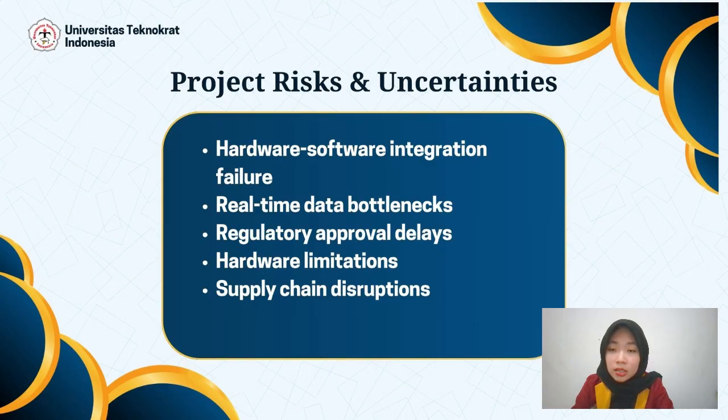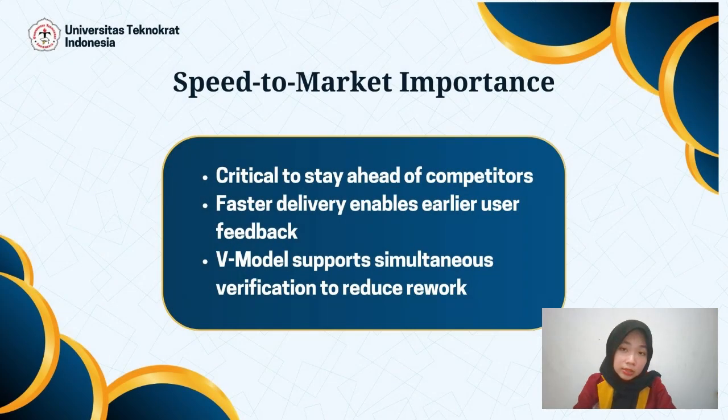And then next is speed to market importance. Speed to market is another major consideration. The automotive industry is highly competitive, and launching the autonomous vehicle as soon as possible is crucial. While Agile may seem like a faster method, the V model actually helps us deliver quickly and reliably by reducing rework through early and frequent validation. This means fewer bugs, fewer delays, and a better product at launch.